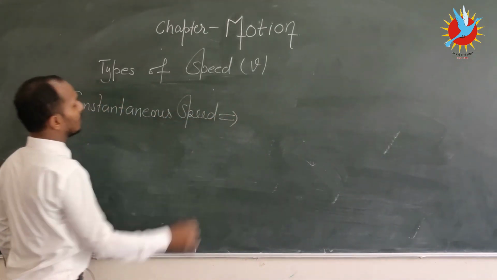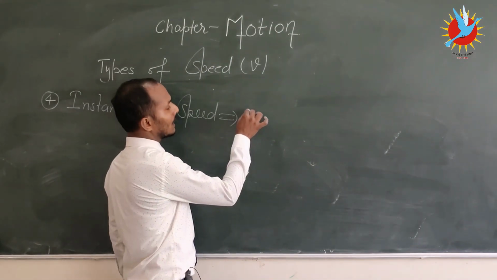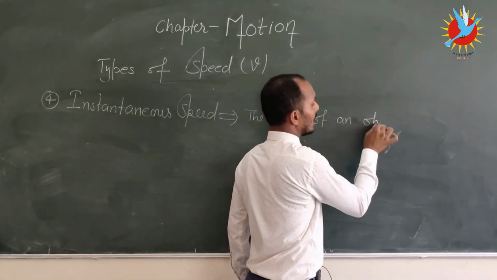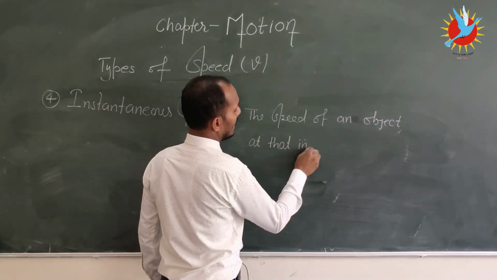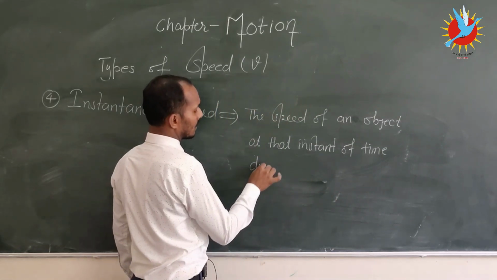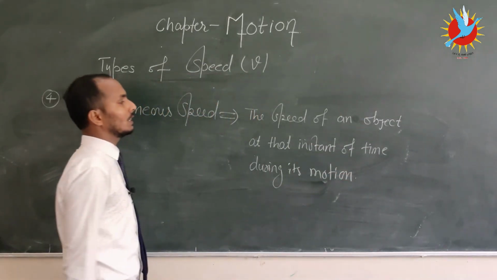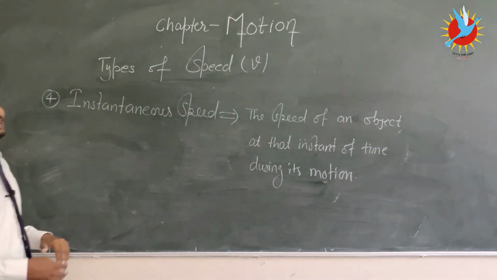Okay, what it means? It means instantaneous speed: the speed of an object at any instant during its motion. The speed of an object at that instant of time during its motion is called instantaneous speed. What is the instantaneous speed? It means the speed of an object at that instant.